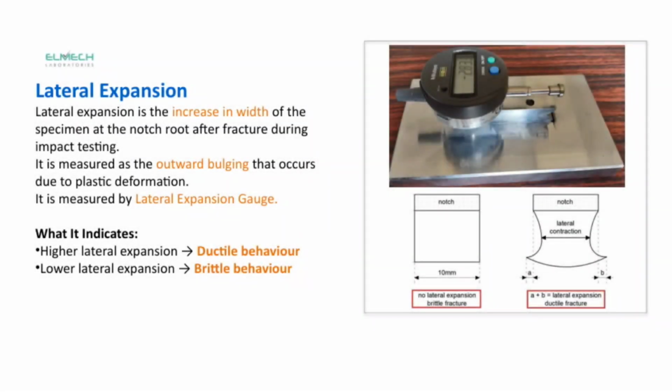Now let's talk about lateral expansion. This refers to the increase in the width of the specimen at the notch root after it fractures during impact testing. Essentially, when the material breaks, it often bulges outward, and this outward bulging is what we call lateral expansion. It's an important measure because it shows us how the material deforms under stress. We measure this expansion using a device called the lateral expansion gauge, which gives us precise readings of how much the specimen has expanded sideways.